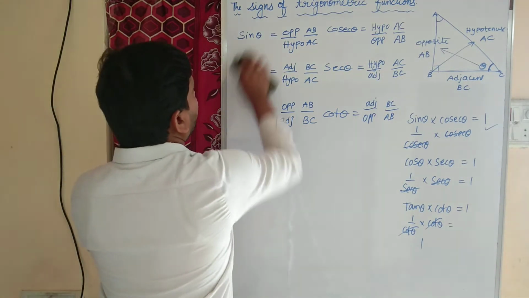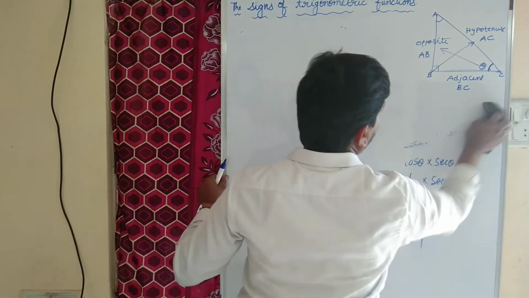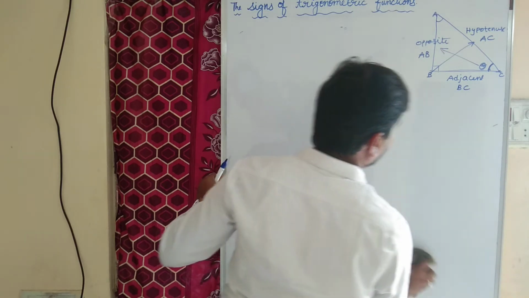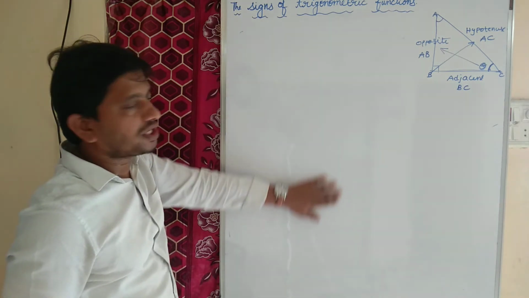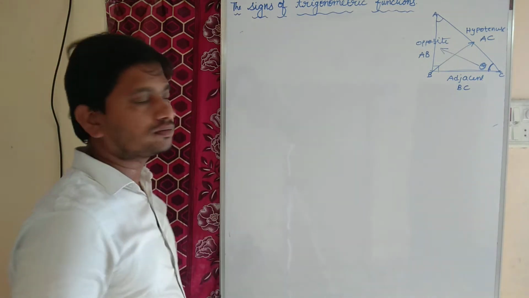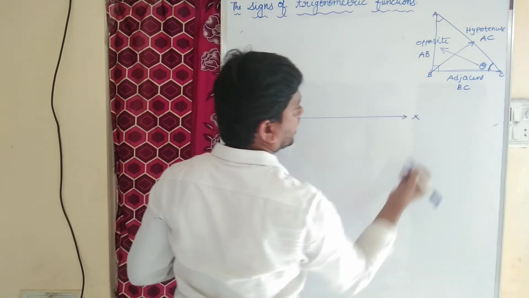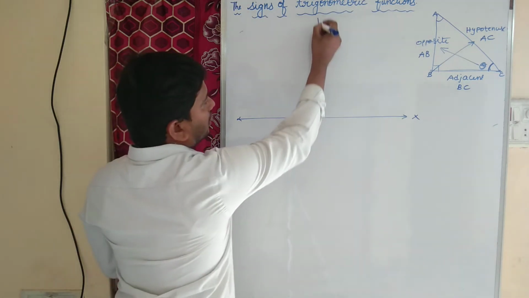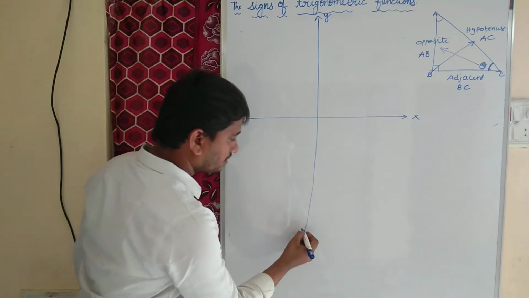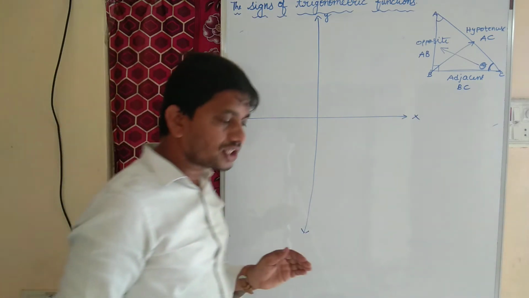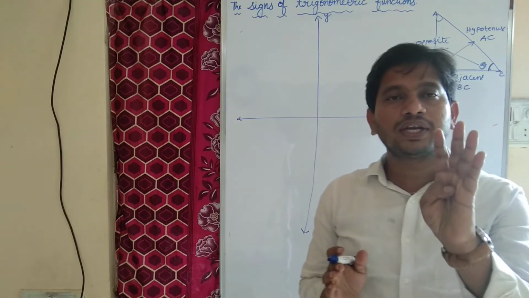And in this class we are going to discuss the signs of trigonometric functions. Sign in the sense whether it is positive or negative. Right? So according to mathematical terminology, this is our plane and this is our horizontal line, call it the x-axis, and this is our vertical line called the y-axis. So the horizontal line and vertical line will divide the plane into 4 coordinates.